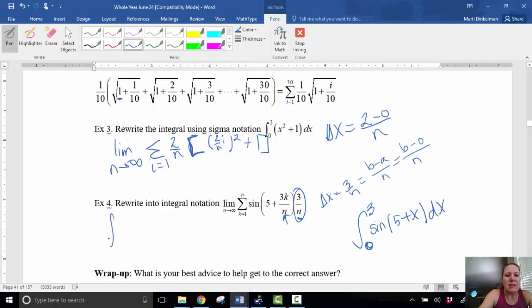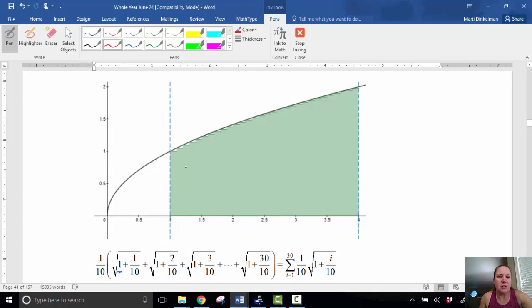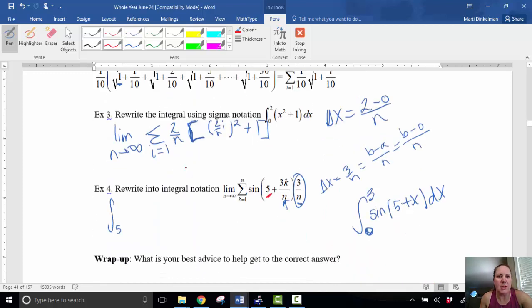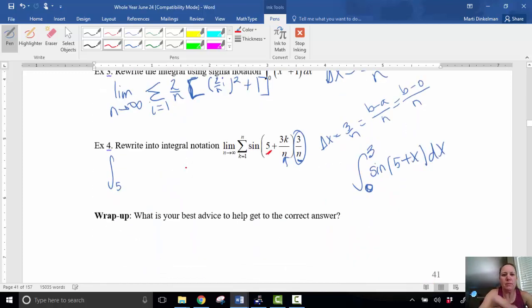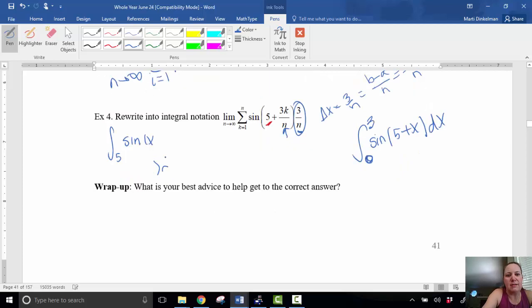Another option would be saying, I think this thing starts at 5 because of that 5 that's right here, okay? Thinking a little bit like what happened with this picture right here. We started at 1 because that's what was happening in there. In that case, then, our function doesn't include the 5. It's really just sine of x dx. Oops, I don't know why that shift happened.